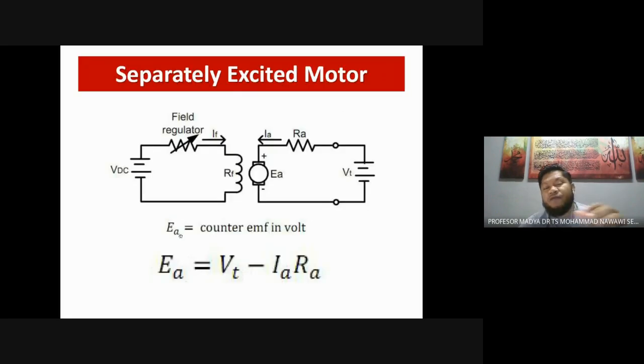So we have a few configurations, a few connections. This is known as a separately excited motor, which means the field winding is separately excited, actually referring to the field winding here.